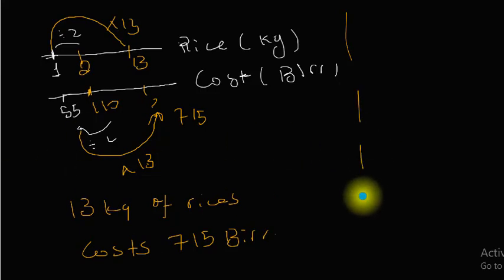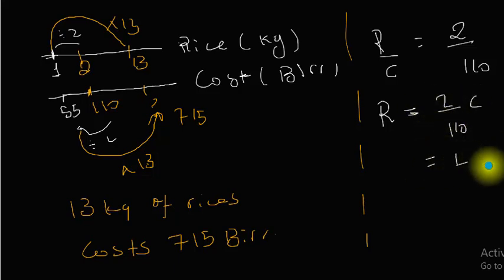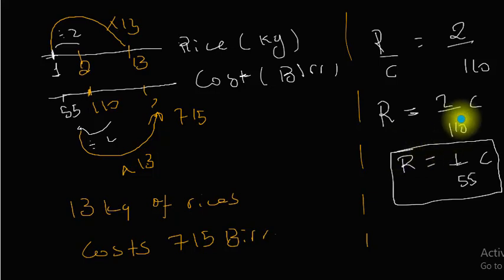Let's move on to the next one, which is algebra. Let's have an equation that works for all kilograms of rice. Let's represent rice by R and the cost by C. We had the ratio of 2 to 110. Maybe you can simplify this more: every kilogram of rice costs 55 birr. So if you have C birr, how many kilograms of rice can you buy? With this formula we can even solve the last problem.